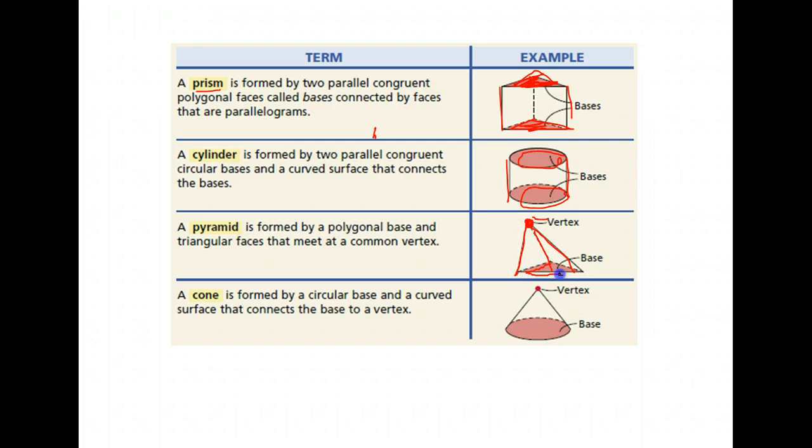So you should be familiar with these already if you're this far into the lesson. The pyramid's base is a polygon, like the prism's base was a polygon, and then it comes to a point at the top. Finally, we have our cone, which has a circular base and comes to a point called the vertex at the top. Okay, so those are our four types.